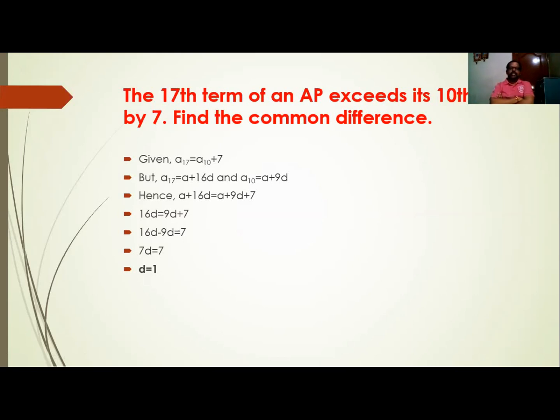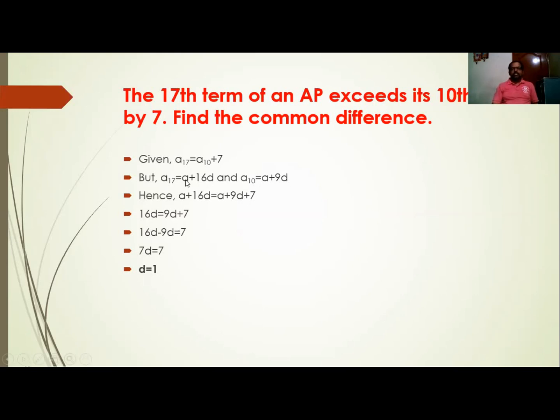From the given, we can write the equation as A17, that is the 17th term, is 7 more than the 10th term, right? So it is A10 plus 7. This is the equation we have from the given example. Now A17 and A10 can be obtained as: A17 is A plus 16D and A10 is A plus 9D.